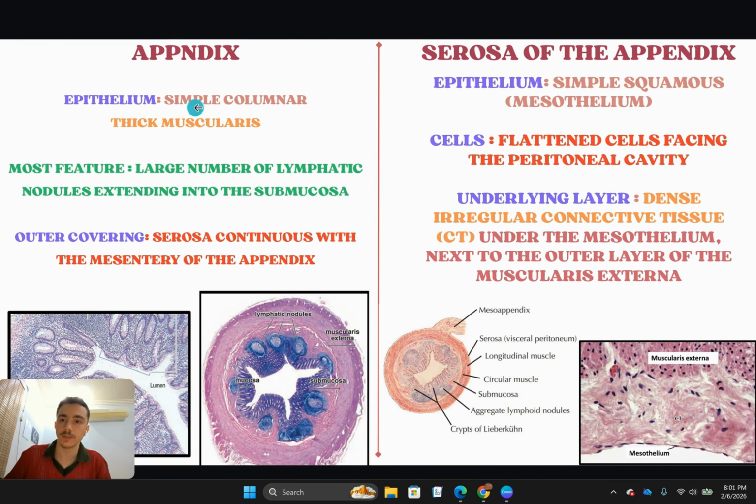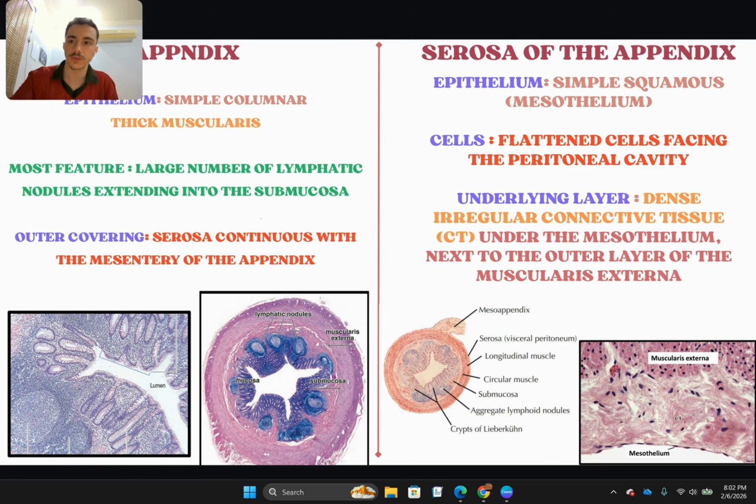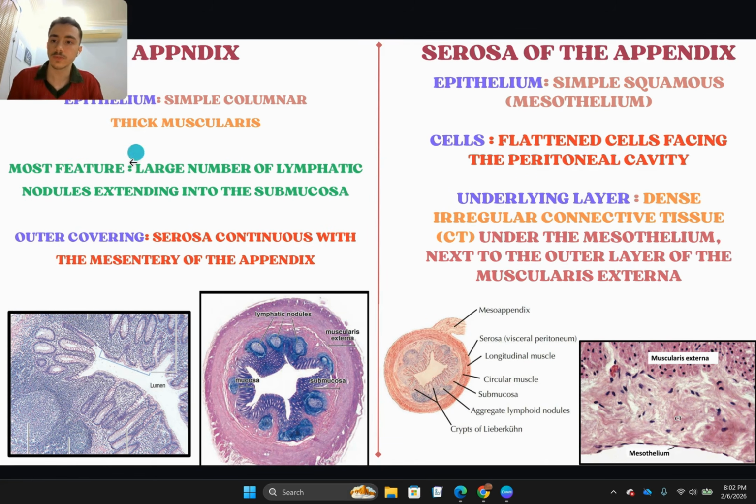The appendix epithelium is simple columnar, with a thick muscularis. So it's a thick muscle. The most important feature is that a large number of lymphatic nodules extend into the mucosa. So we have a lot of lymphatic nodules. The outer cover is serosa, continuous with the mesentery of the appendix. Because there is a mesentery, we have serosa.